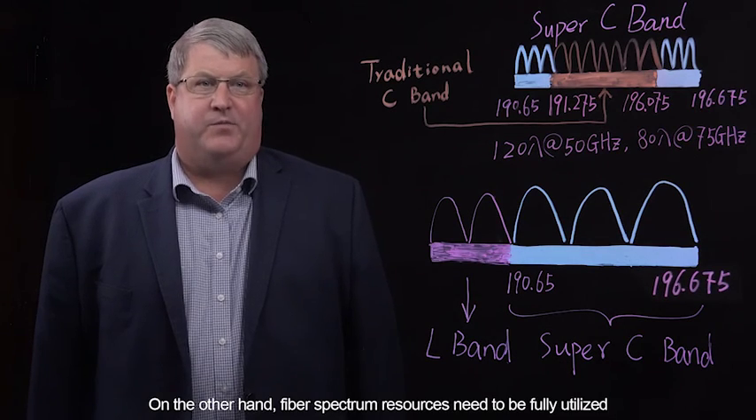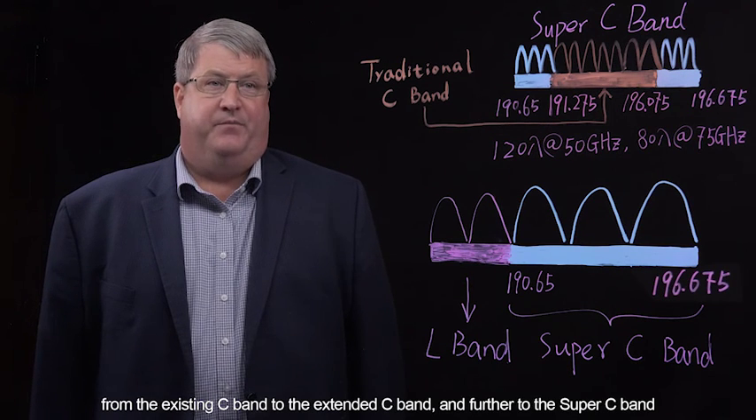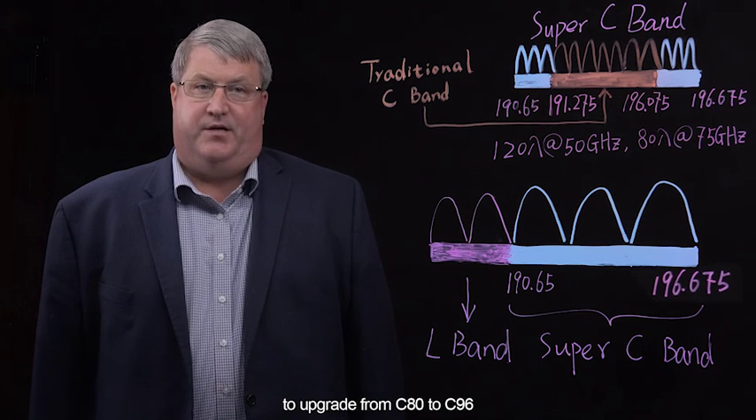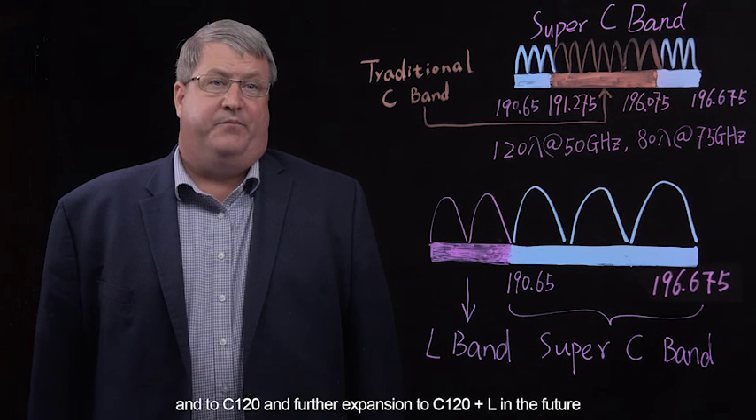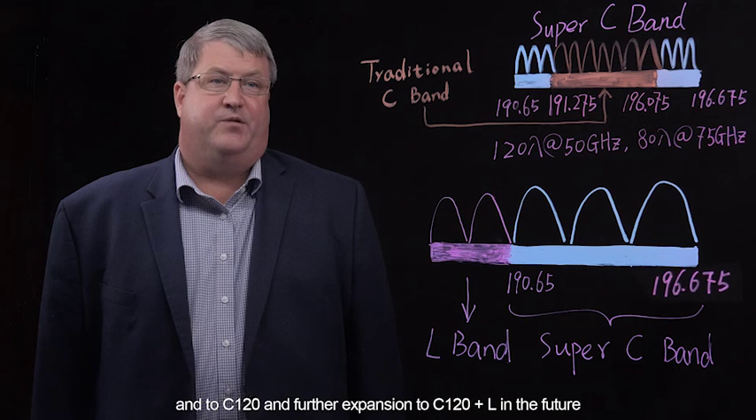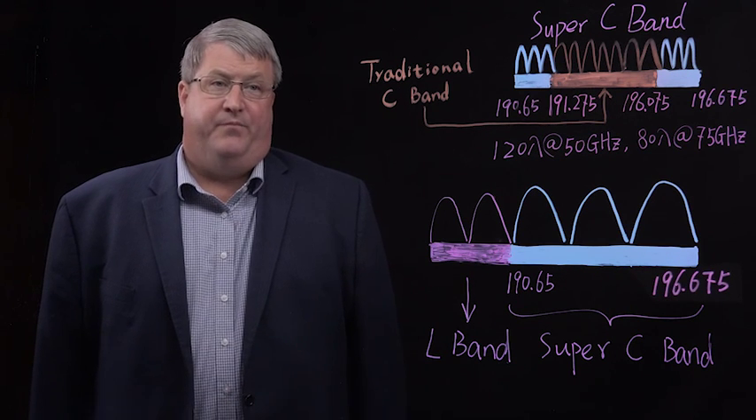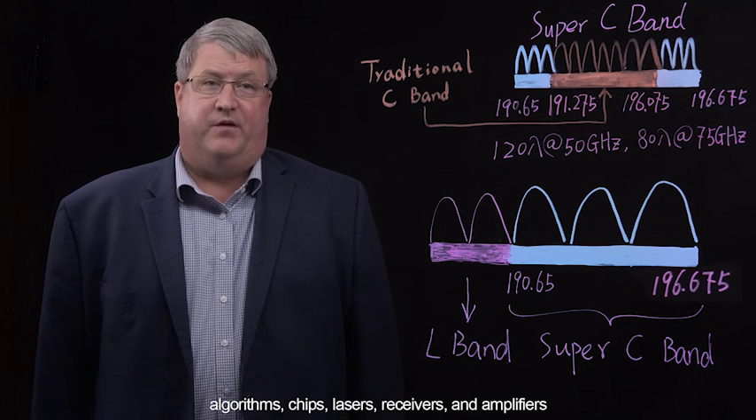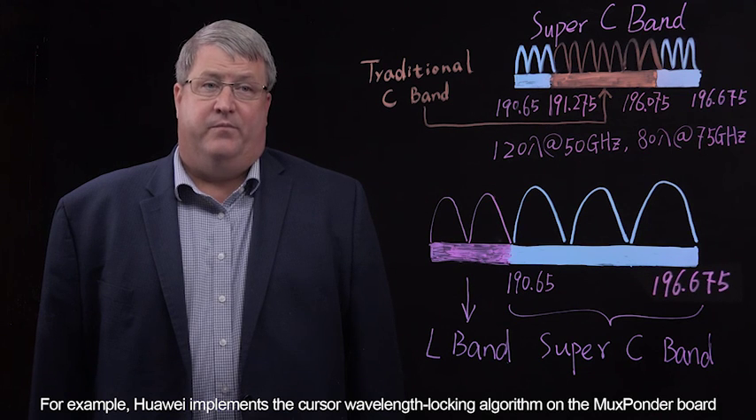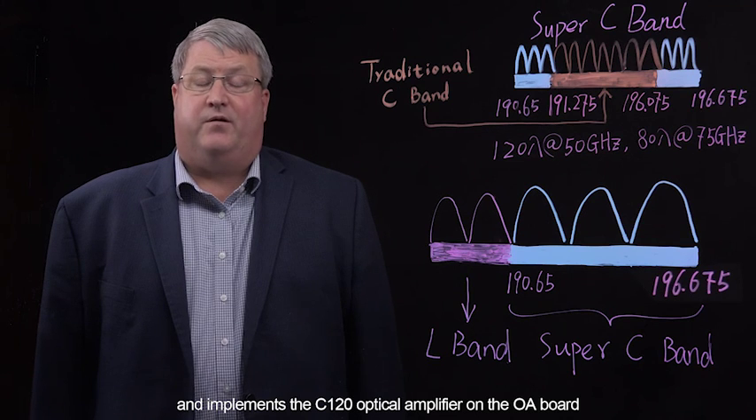On the other hand, fiber spectrum resources need to be fully utilized, from the existing C-band to the extended C-band, and further to the super C-band, to upgrade from 80 to 96 C-band channels to 120, and further expansion to 120 channels in the C-band plus L-band in the future. Technical breakthroughs are needed in system components, such as hardware design, algorithms, chips, lasers, receivers, and amplifiers. For example, Huawei implements the cursor wavelength blocking algorithm on the muxponder board and implements the 120 C-channel optical amplifier on the OA board.